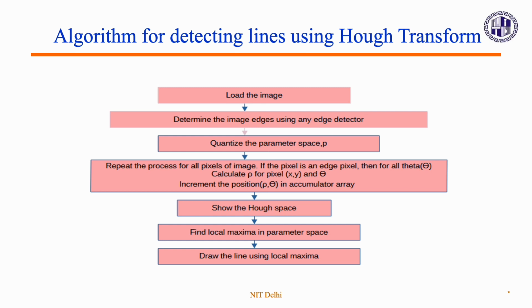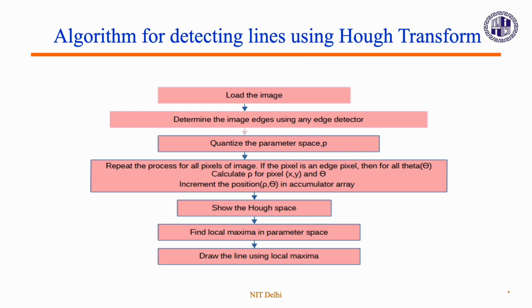This is the algorithm for detecting lines using Hough transform. In this algorithm, we first load the image, then determine the image edges using any edge detector like Canny, Sobel, Laplacian, then quantize the parameter space. The image space is quantized. This quantized space is known as accumulator cell. It holds the parameter rho, theta.